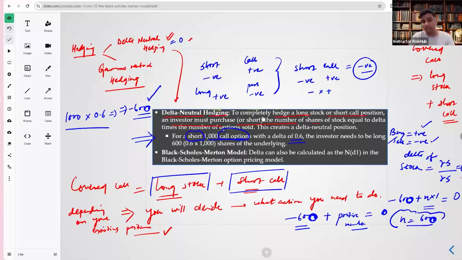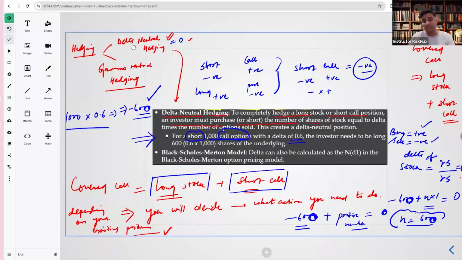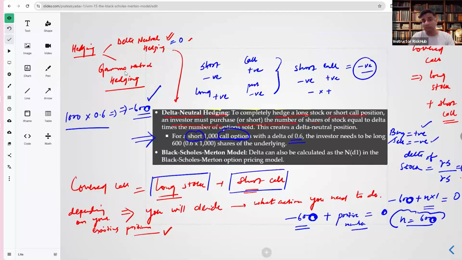Again, delta neutral hedging, same thing I have said. Delta neutral hedging is 0. There is something called gamma neutral hedging also, which will be given ahead. Simple idea: if you are shorting something, selling something, it is negative. Please understand. Somebody says short call. Short means negative. Call has positive delta. Negative into positive, you multiply, it becomes negative. So total delta is negative. That's why I had -600.